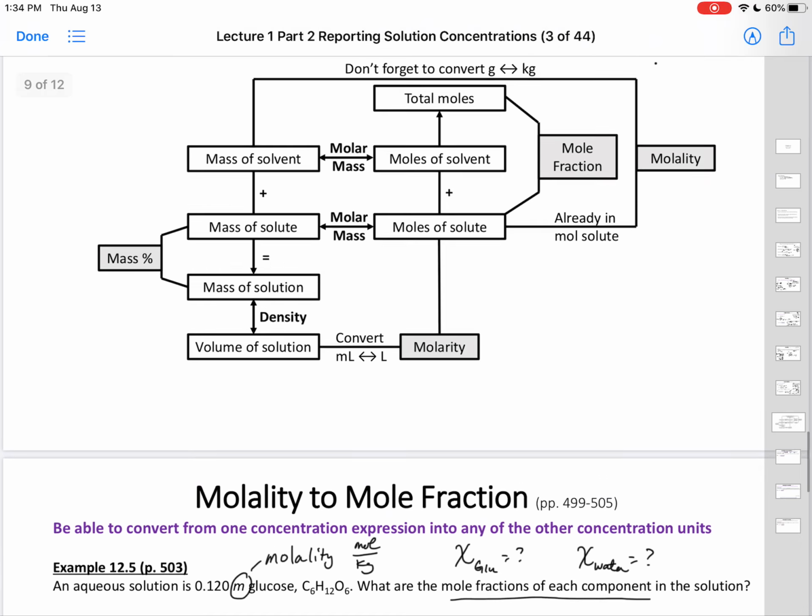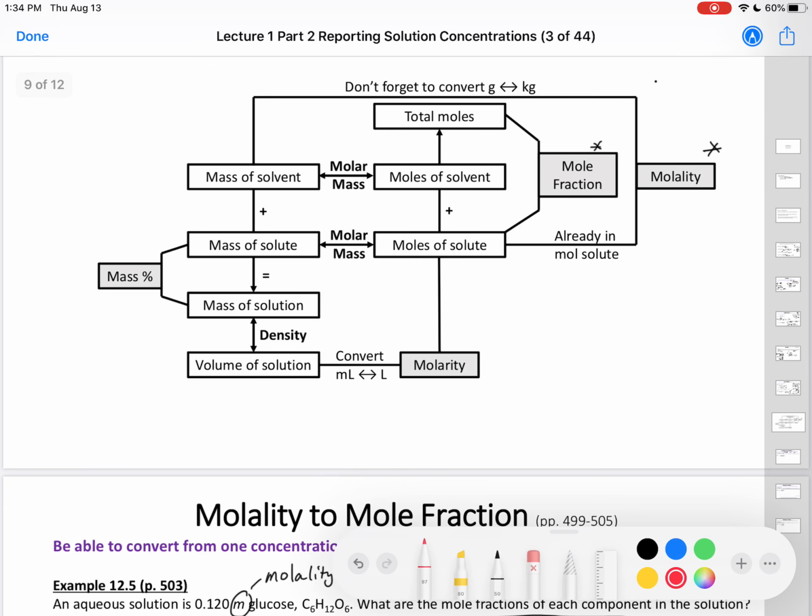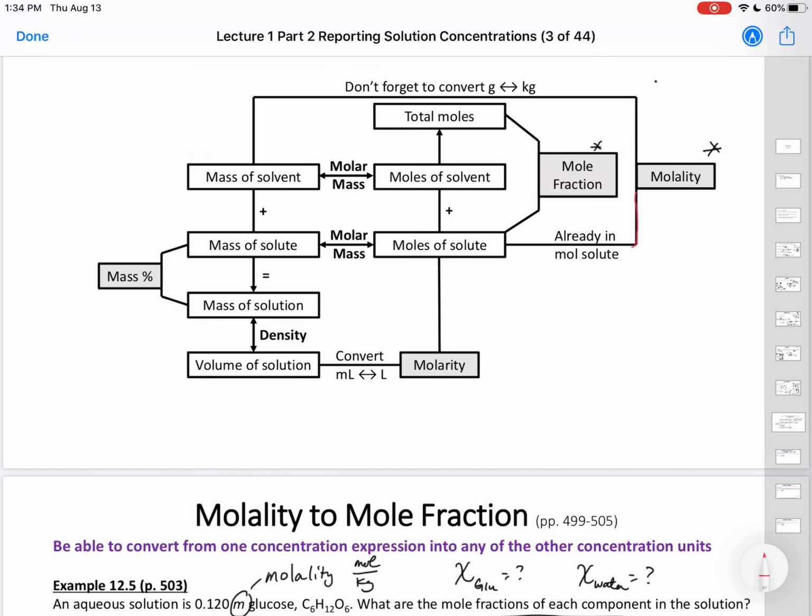I think the best way to do it is to refer back to here and say we're at molality, and we would like to go to mole fraction. So how do we do that? We're going to follow both of these legs of our chart. We're going to go to moles of solute, and we're already in moles of solute. That's what we need, so we're going to keep that. But we also need to follow this leg, and we're going to take the kilograms of solution and convert it to grams to get the mass of the solvent.